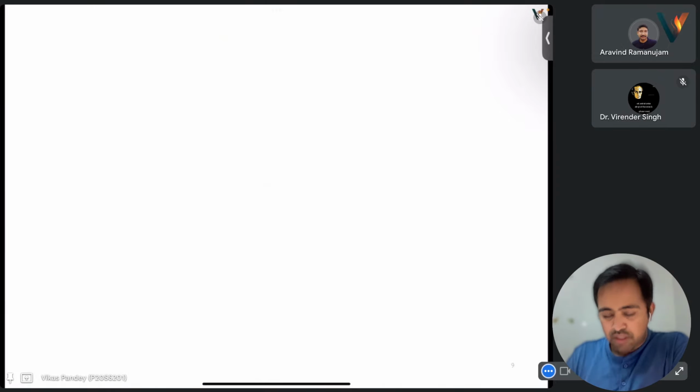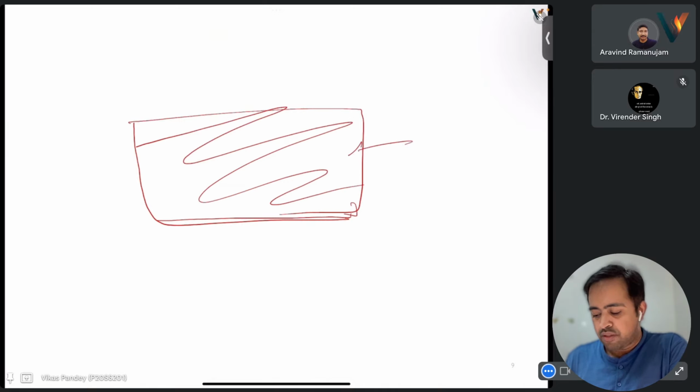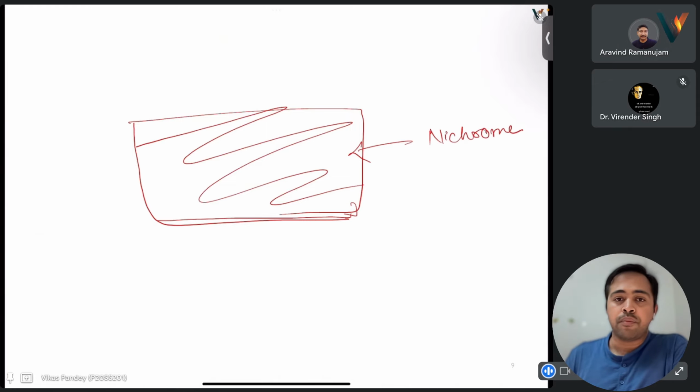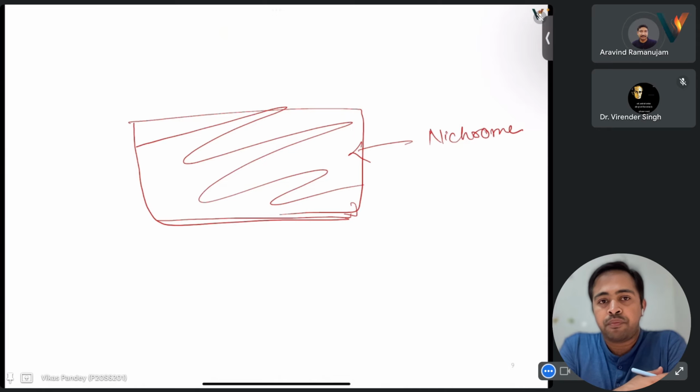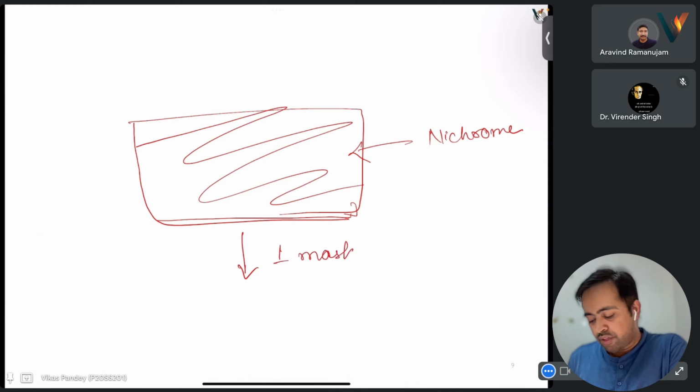If we see the top view, let's see from the top. First, let's say we have a structure and we are covering it with, say, nichrome. And then we want to pattern it to make our micro heater. So to pattern this, one mask is used. Let's say this is the micro heater we made.